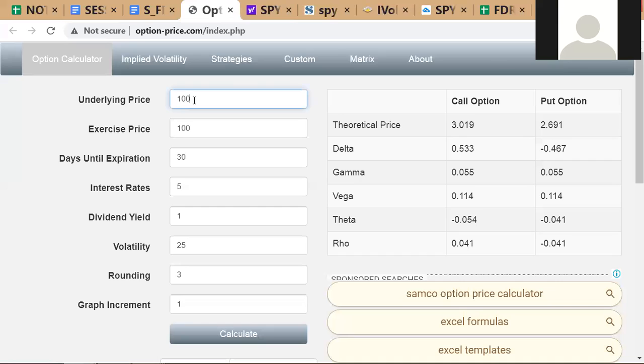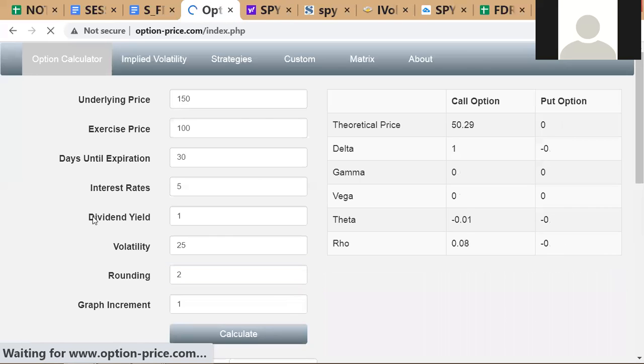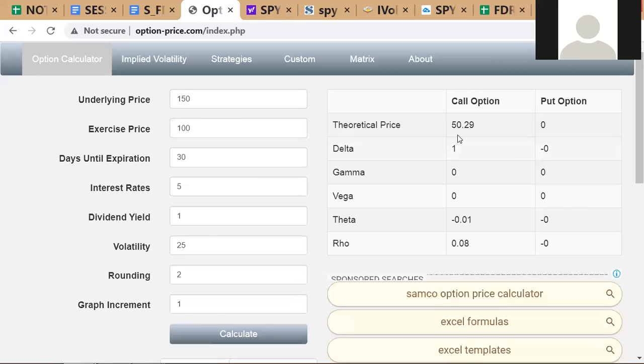Underlying price, let's say it goes from 100 to 150. Taking an extreme example. See what happens to the call option price. What is the intrinsic value here at 100? Intrinsic value is 0. Okay, at the money option. Intrinsic value is 0. What happens to the 100 call when the underlying shoots up to 150? Look at the option price, 3.02. Let's change this rounding. Where does it go from 3.02? It goes to 50. All right.